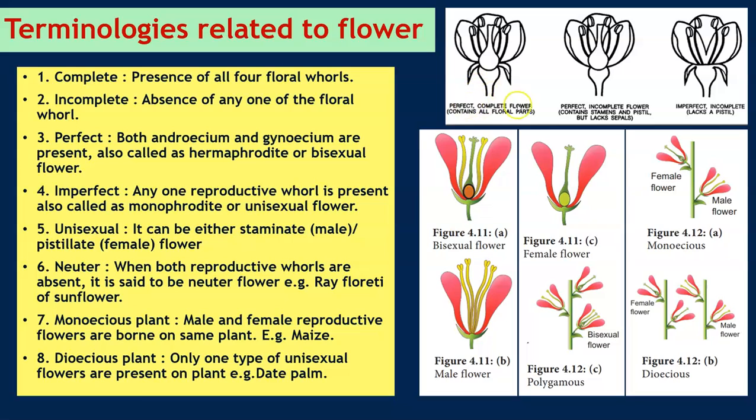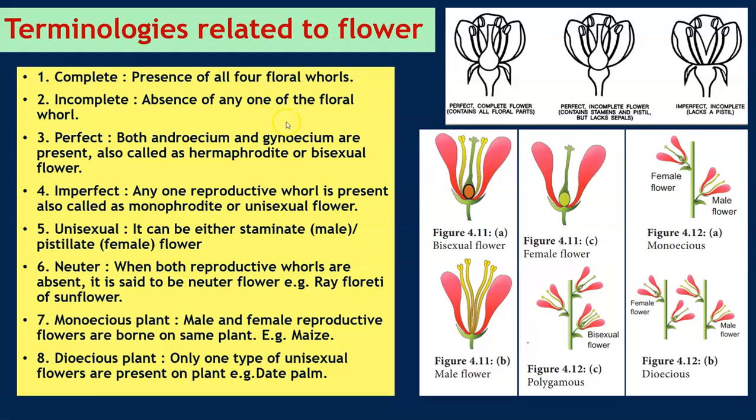You can see this particular flower is said to be a complete flower because it has all the 4 floral parts. What are these 4 floral parts? This is the calyx, the corolla, the androecium, and the gynoecium. So when the flower has all these 4 important parts present, it is said to be a complete flower or a perfect flower.